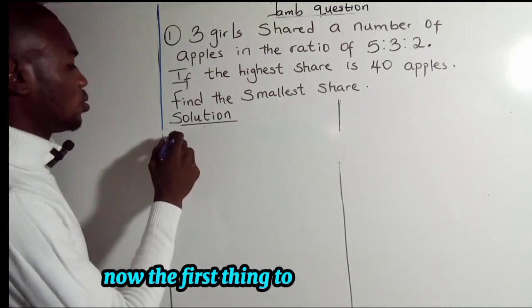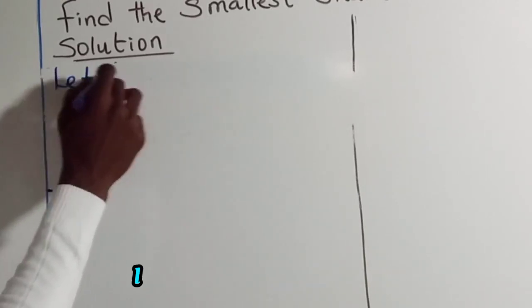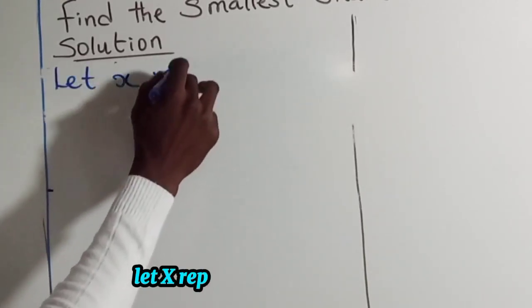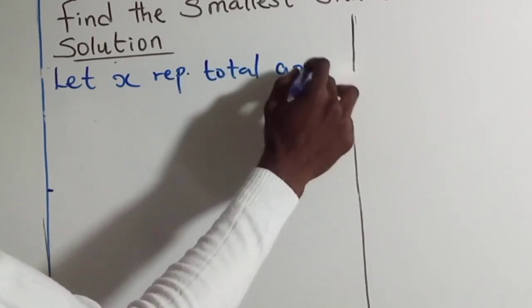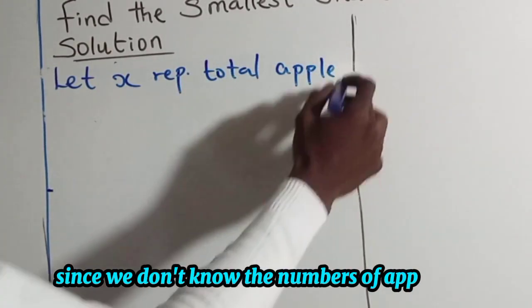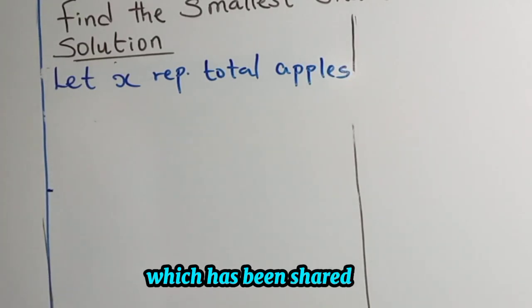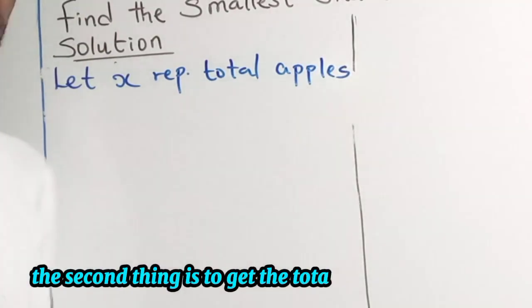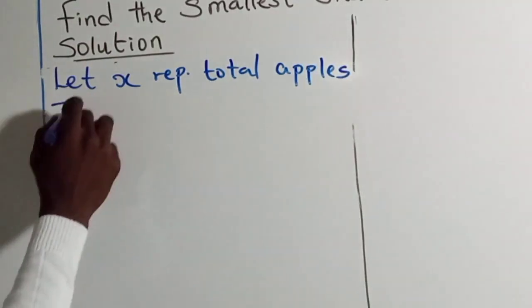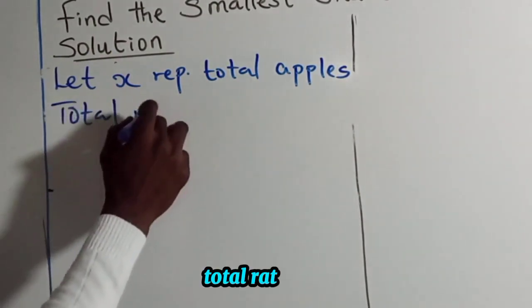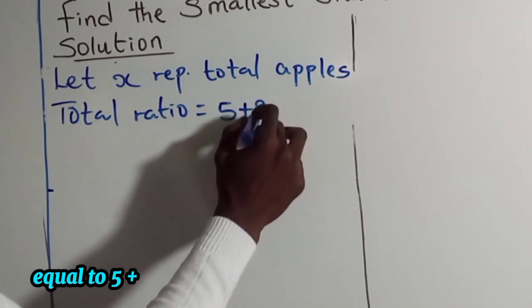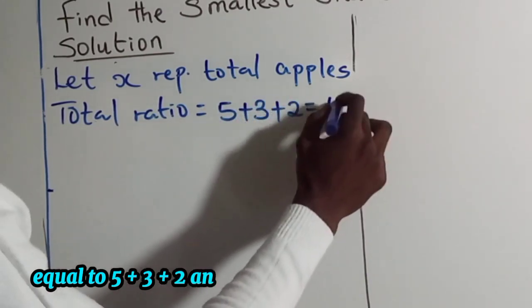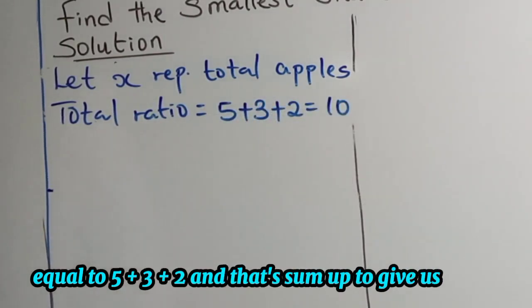Now, the first thing to do is to say let x represent total apple, since we don't know the number of apples which is being shared. The second thing is to get the total ratio, which is total ratio equal to 5 plus 3 plus 2, and that sums up to give us 10.